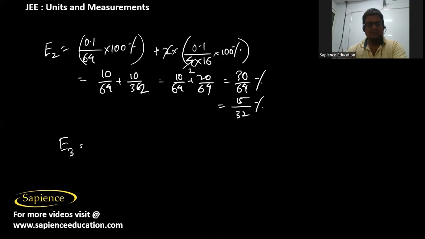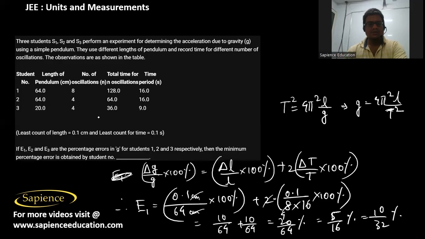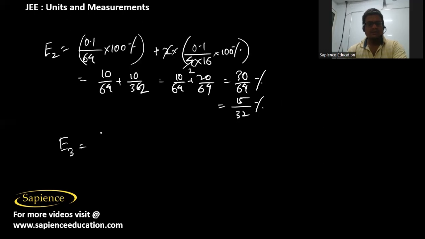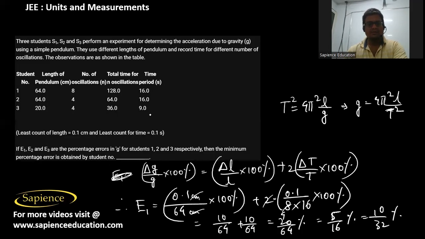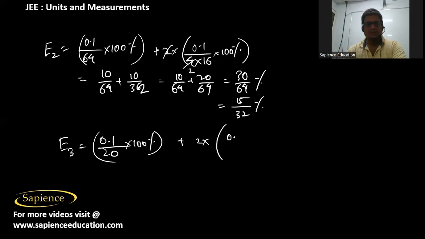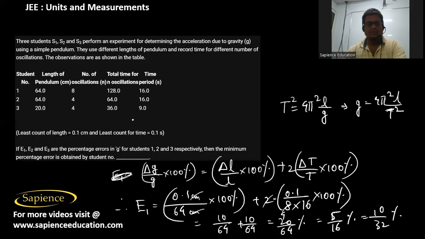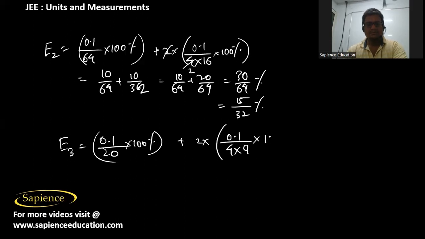And E3, which is the percentage error in g for the student 3. So that will be 0.1 by the length of the pendulum, which is 20, into 100%, plus twice the percentage error in time. So the time period he has found is 9. So he has performed 4 oscillations. So that is 0.1 by 4 is the least count error, and time period is 9, into 100%.